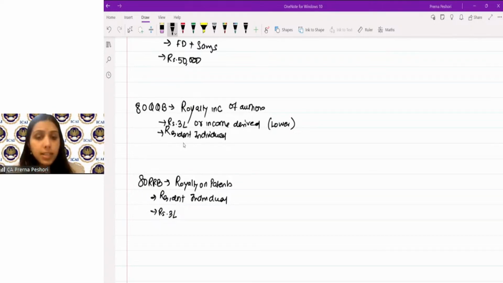80TTA is available on interest on savings account. Yes, it is available. That is on interest on savings account only. Thank you, Kaushiki.